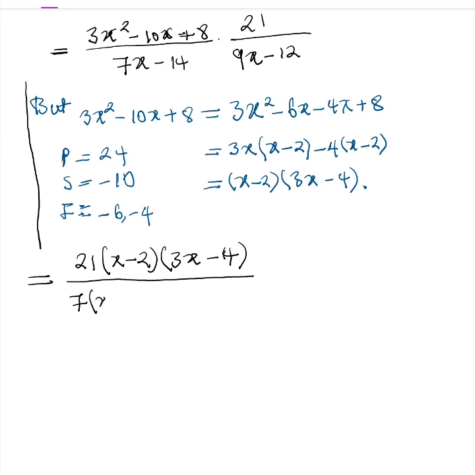So you can see that 7 is common in the first denominator. I factor out 7 and remain with x minus 2. I need x minus 2 here to have this. Multiply by 9x minus 12. What is common here? 3 is common, so I factor out 3. We remain with 3x minus 4.